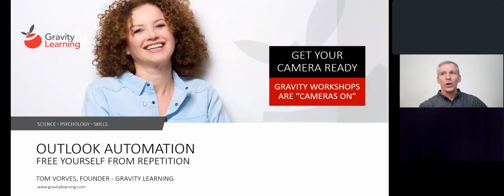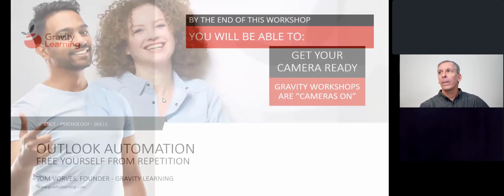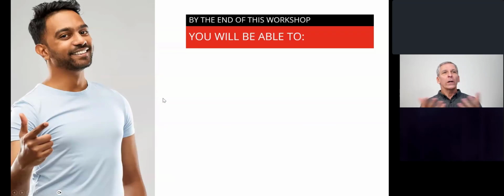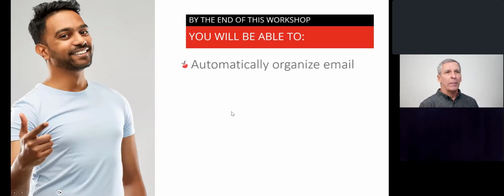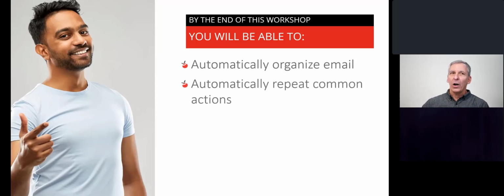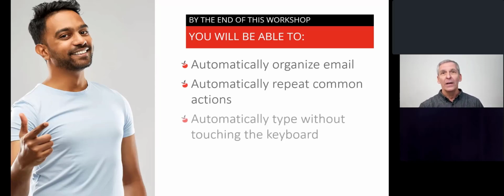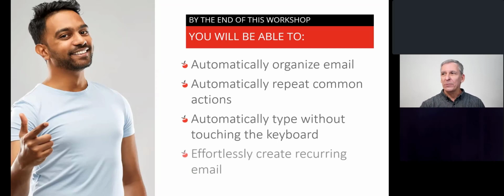So, question for you all. What are you going to get out of this workshop? What's here for you? Well, let's go through the main takeaways that we're going to get. We're going to learn to automatically organize our email. We're also going to learn how to automatically repeat common actions, like Tom's example just a moment ago, and also how to automatically type without touching the keyboard. These are the automation tools we're going to learn about in Microsoft Outlook, and there's more. There's more tips and tricks.